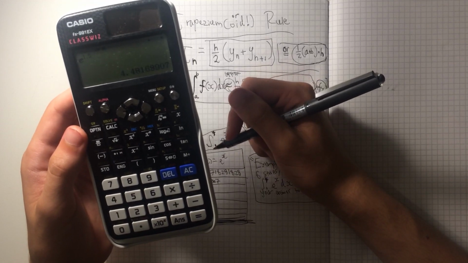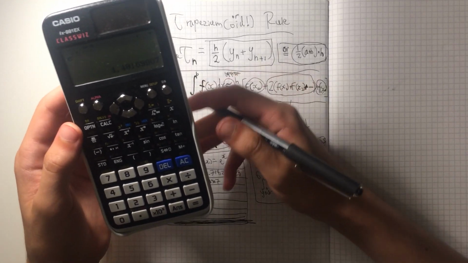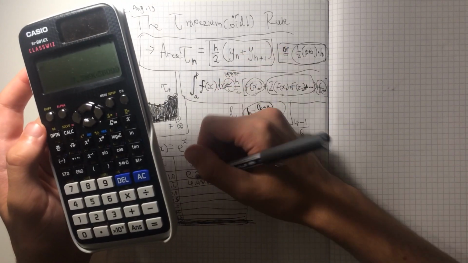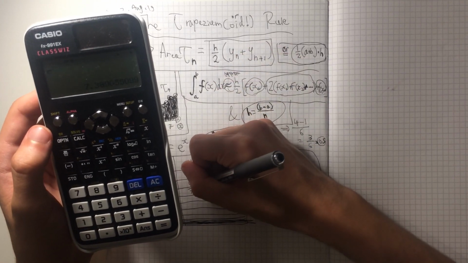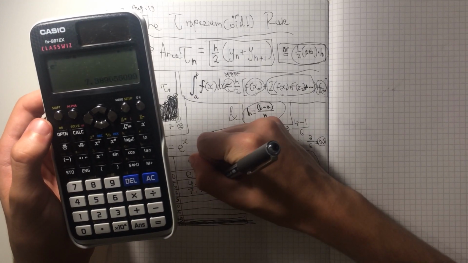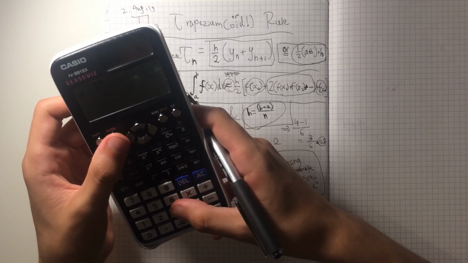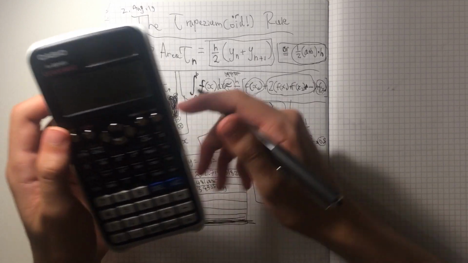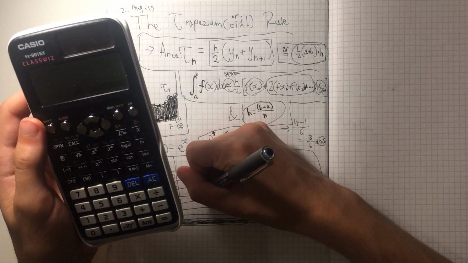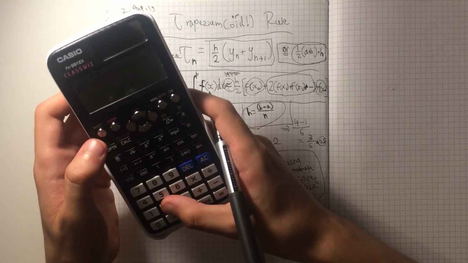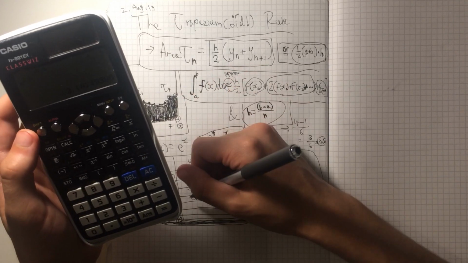Right, and then e squared. Sounds weird, e squared. And then e cubed. Not quite there. Back to the next one.